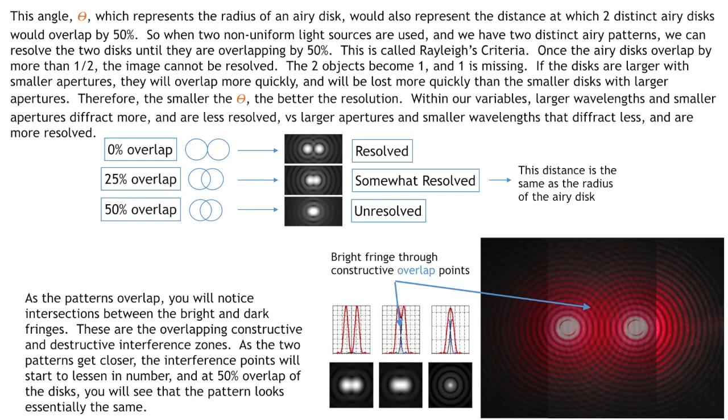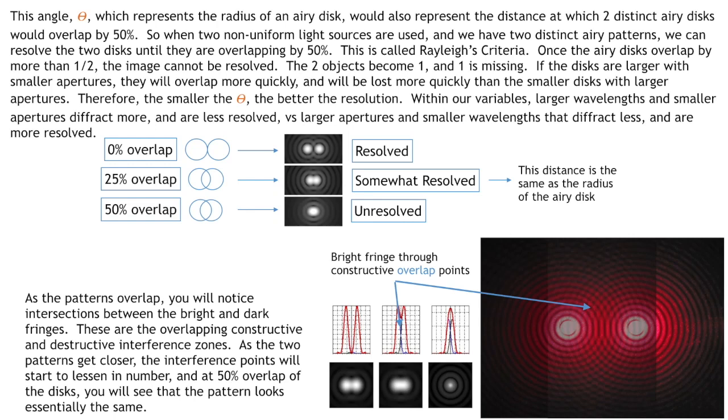So this angle, theta, which represents the radius of an Airy disk, would also represent the distance at which two distinct Airy disks would overlap by 50%. So when two non-uniform light sources are used and we have two distinct Airy patterns, we can resolve the two disks until they are overlapping by 50%. So this is called Rayleigh's criteria. Once the Airy disks overlap by more than half, the image cannot be resolved, and we'll see that here in a minute. The two objects become one, and one is missing.